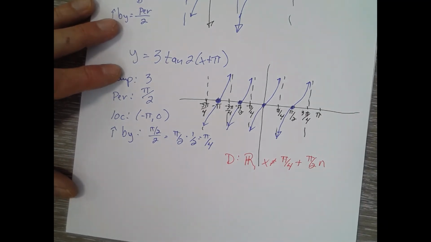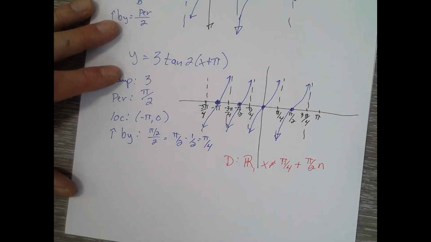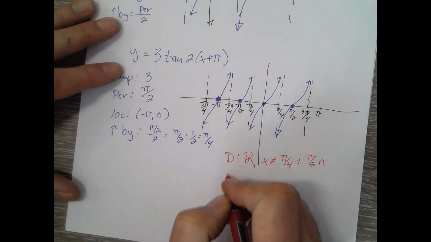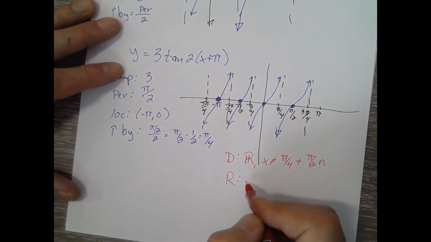How many had that? All right, the same people that had the domain and range last time. The range, all real numbers.